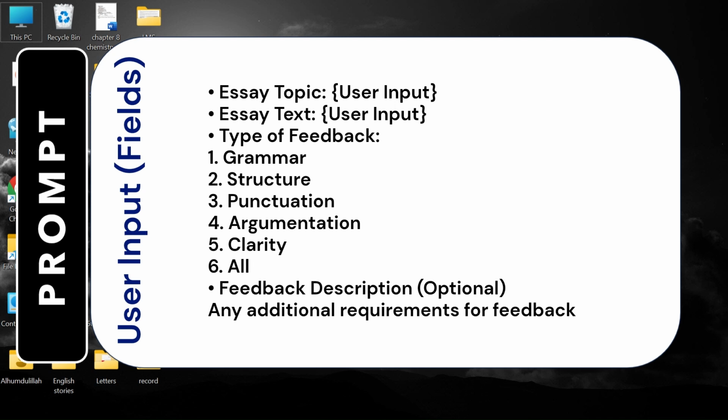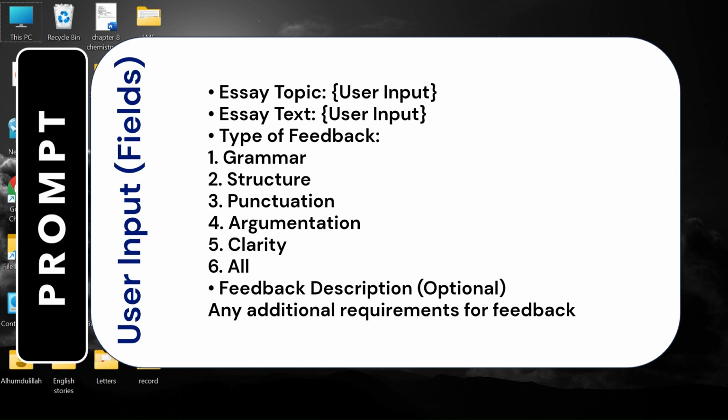Now we have user input, and in the application process, it will be called a field. The first field that we would add is essay topic, and in the options we would select text because we are going to provide a text about the essay. Then the second field is essay text.